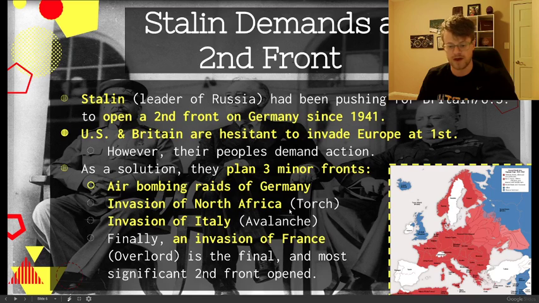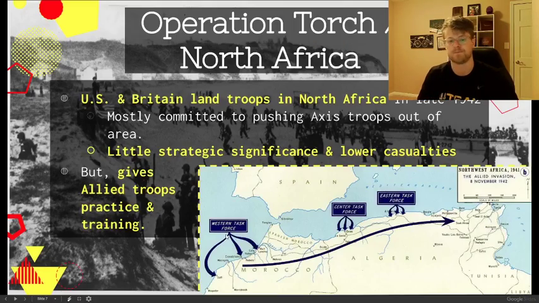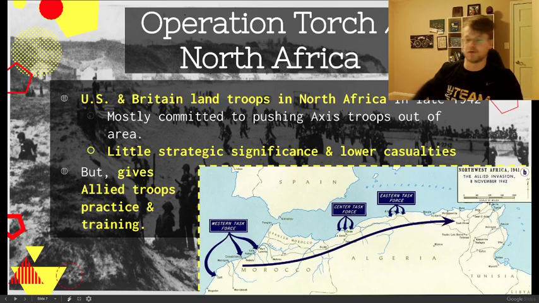The invasion of North Africa. If you look down here, you can see that red blob down here by Africa. That's what we're talking about there. The invasion of Italy, which is also known as Operation Avalanche. That's down here. And then finally, the invasion of France itself, which was Operation Overlord. We'll take a look at that here at the end of this lesson. So we're going to deal with each one of these things, except for the bombing campaign, which we're going to kick down the road for a while.